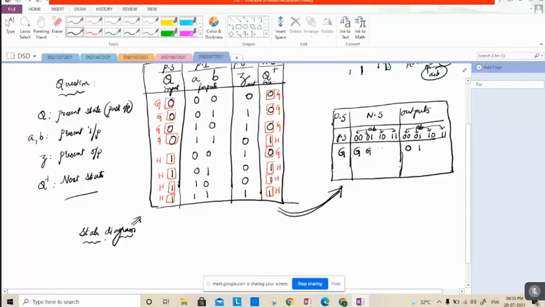Present state is G. If 1, 0 is my input, what is my next state? G, sir. Again G. What is the output? 1. Right, output is 1. So present state is G.